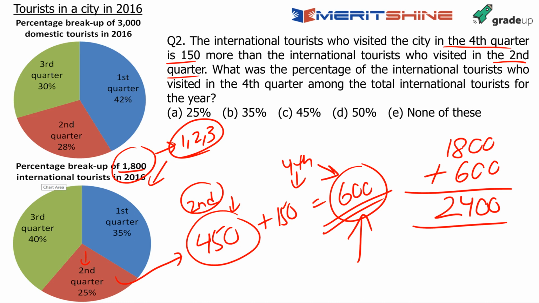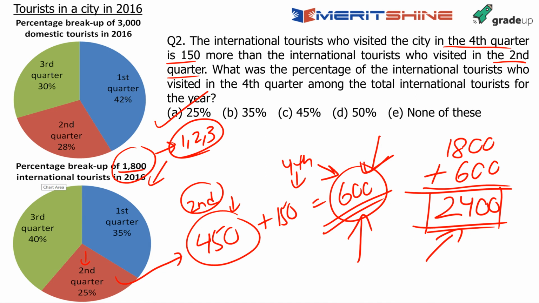So you will calculate the percentage on this 2400 only. This 2400 becomes the total number, and you have to calculate the percentage of international tourists who visited in the fourth quarter. The fourth quarter number you already know is 600. So 600 on 2400, how much is this? 6 upon 24, how much is that? That's 25%. So your answer becomes option A, which is 25%.